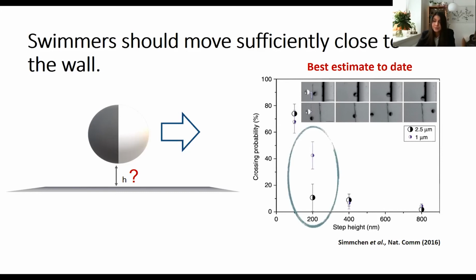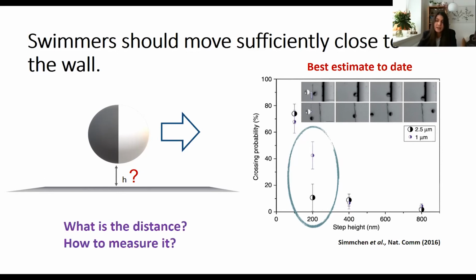The best estimate to date comes from the experiments by Sinchen, in which they printed steps on top of their walls. What they found was that sometimes the particles were able to cross over these steps, and sometimes they would just be stopped, depending on the height of the steps. This can already serve as a bound for the distance between a particle and a wall, and it gives us some expectation when it comes to the distance. But still the question remains: how can we measure this distance?